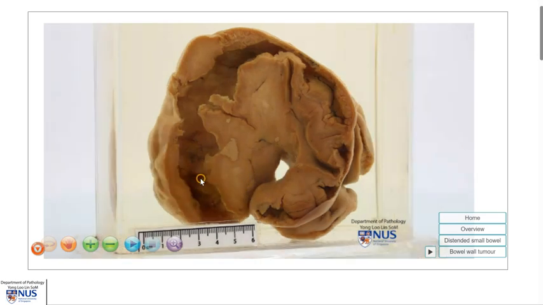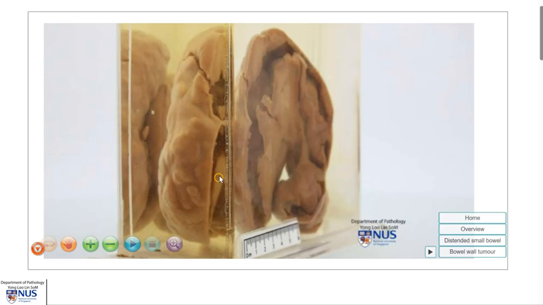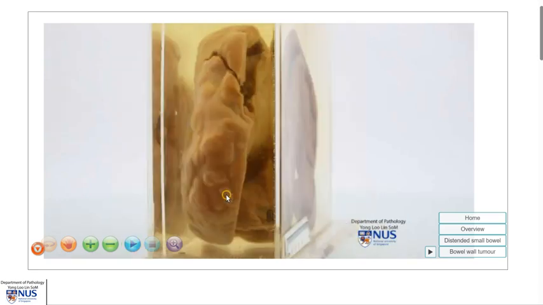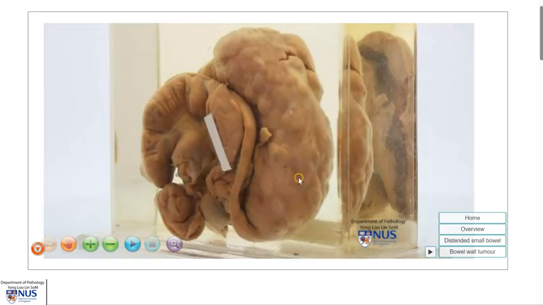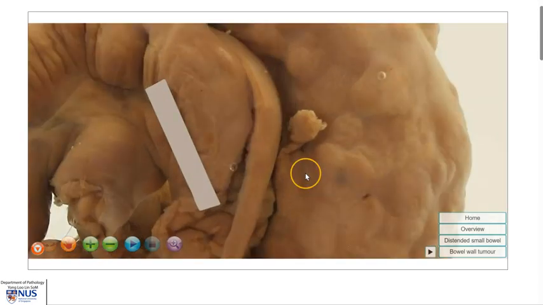And let me just turn this around. We are looking here at the serosal surface of the small bowel, which is also very abnormal because we can see a very nodular appearance. Let me zoom in here. This is what the normal serosa should look like, which is very smooth.